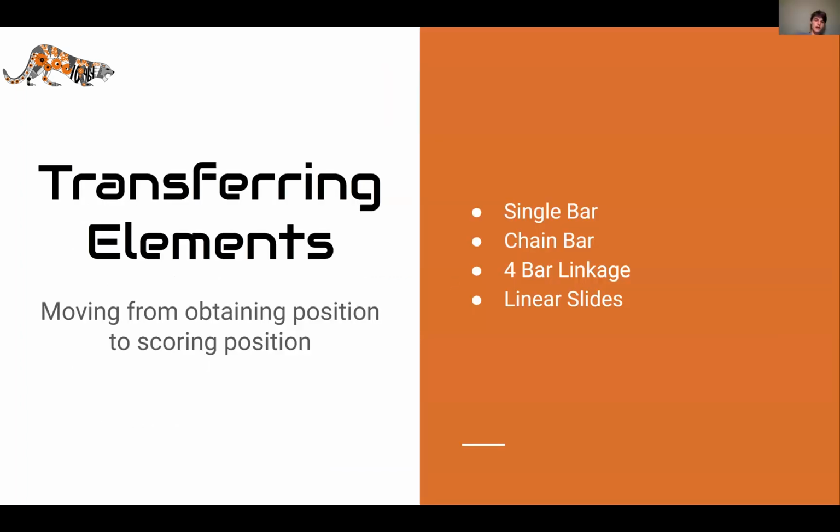Now that you've collected the element, you need to transfer it into the position where you want it to be when you score it. There you can use mechanisms such as the single bar, the chain bar, the 4-bar linkage, or the linear slides, which we will get into shortly.